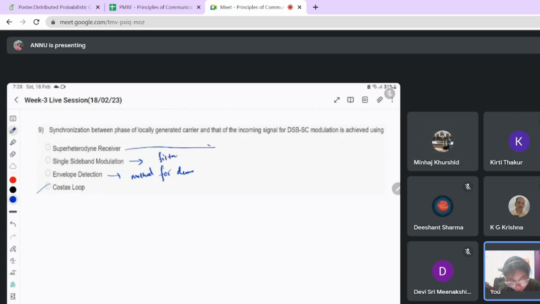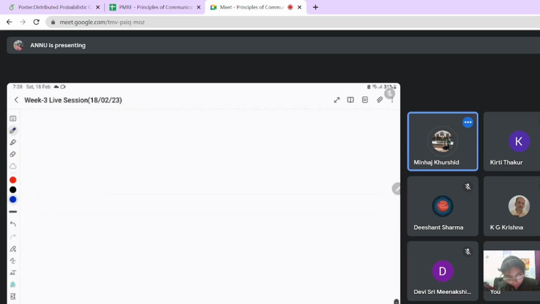Super heterodyne receiver. Did you study about the super heterodyne receiver yet? No, ma'am. Okay, in the later classes you will study it. It is very important. Okay, so I think this is the last question.